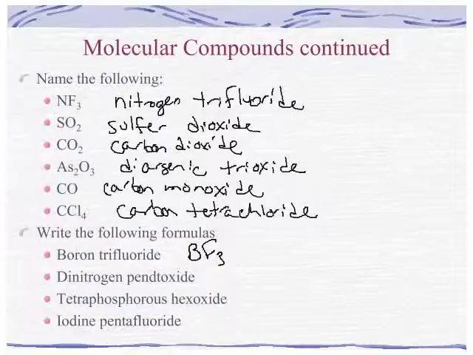Dinitrogen, sorry, that should be pentoxide. So nitrogen is N, the di means I got 2 nitrogens, oxide is O, and the pent means 5. Tetraphosphorus hexoxide. So we have phosphorus, tetra means there's 4 of them, oxide again is O, and hex means 6. And iodine pentafluoride. We have 1 iodine, we have fluorine, and penta means 5.